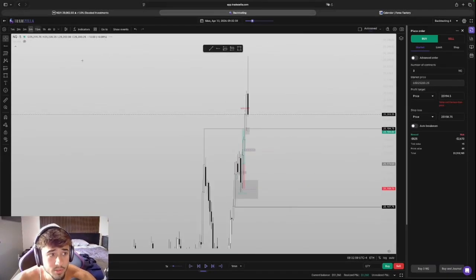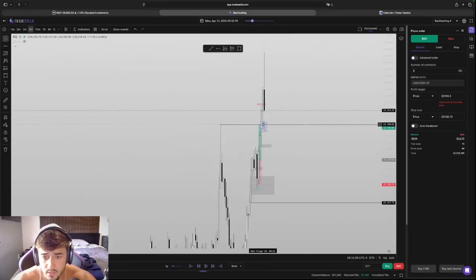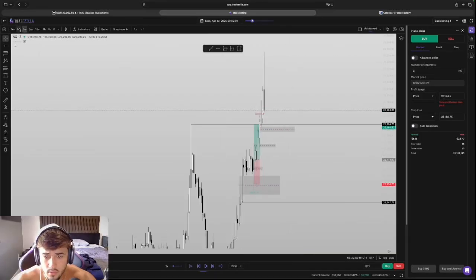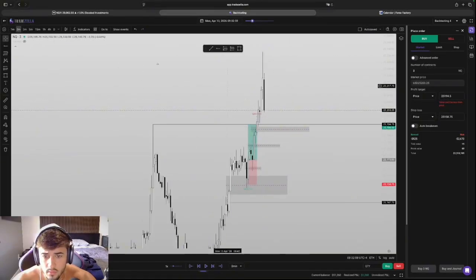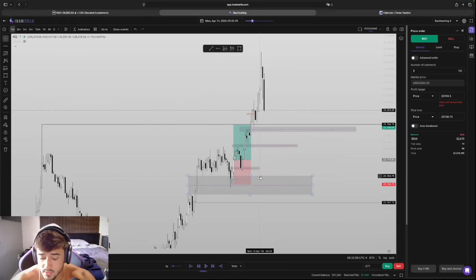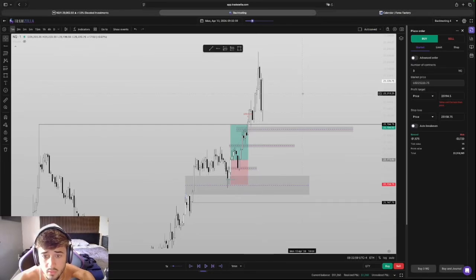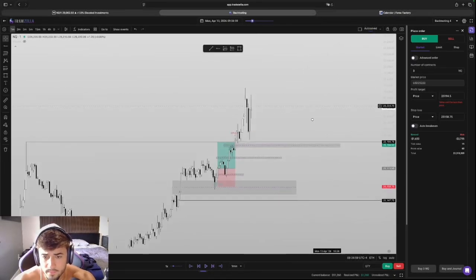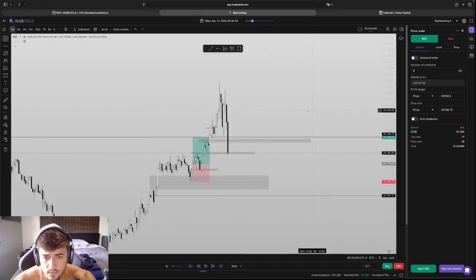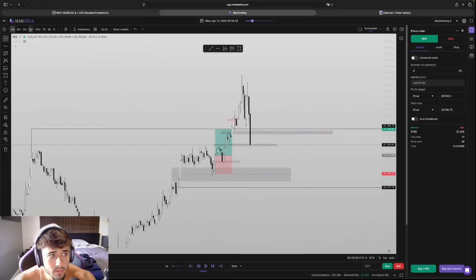Okay, that's a nice push down. Let's see if we can get filled here in this fair value gap, this 5 minute, that would be nice. We're in this 2 minutes. Let's see this next candle. Oof. Okay, that's good. That's good.